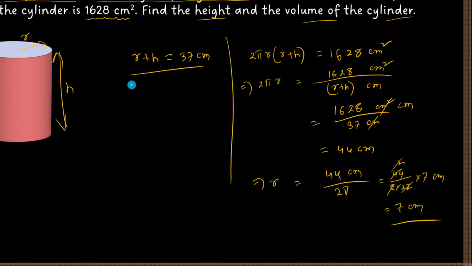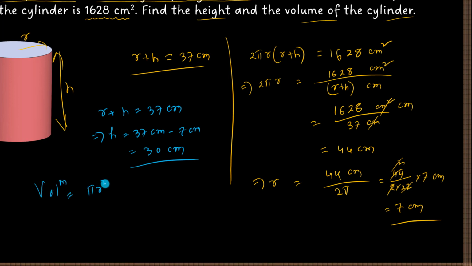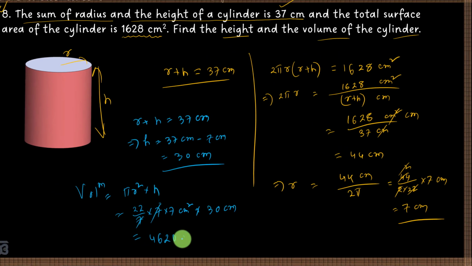Now we have to find the height. Now it is given r plus h is equal to 37 centimeter. Therefore h is equal to 37 centimeter minus r, which is 7 centimeter, and this is equal to 30 centimeter. So height is 30 centimeter. Now we have to find out the volume. So volume of the cylinder is pi r square into h, that is equal to 22 divided by 7 into 7 into 7 centimeter square into h equal to 30 centimeter. 7 cancelled, is equal to 4620 centimeter cube.